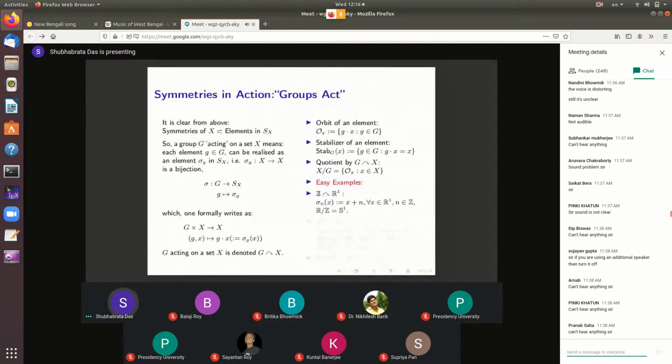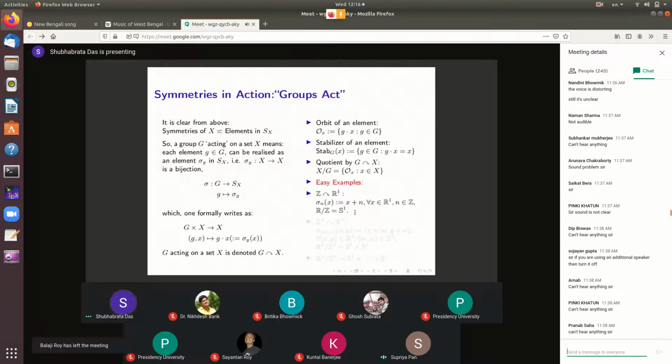Can you see the screen? Is it all right? Yes, yes, it is visible. Your voice is a little bit distorted. Yeah, my voice is distorted again. Now it's fine. I don't know, maybe due to the internet connection. My broadband is not working. This is mobile network.